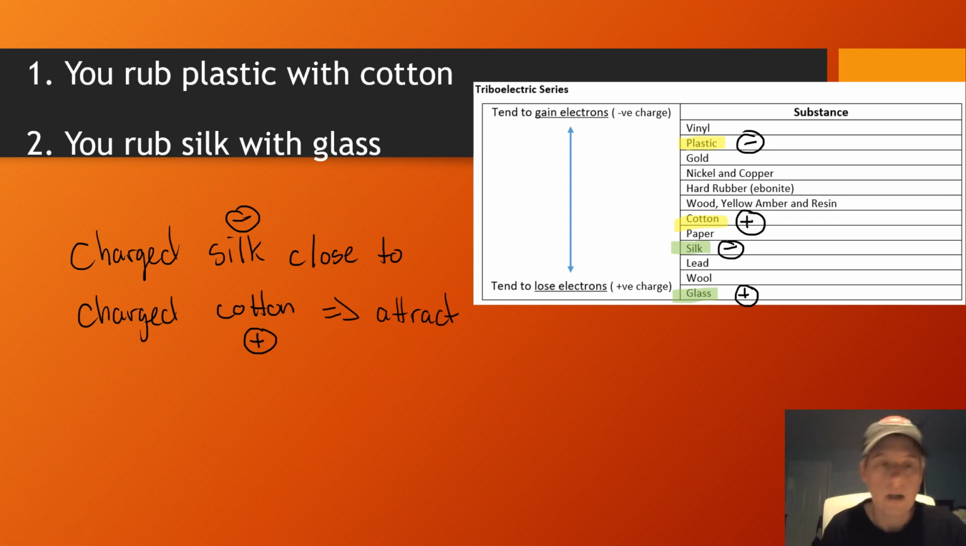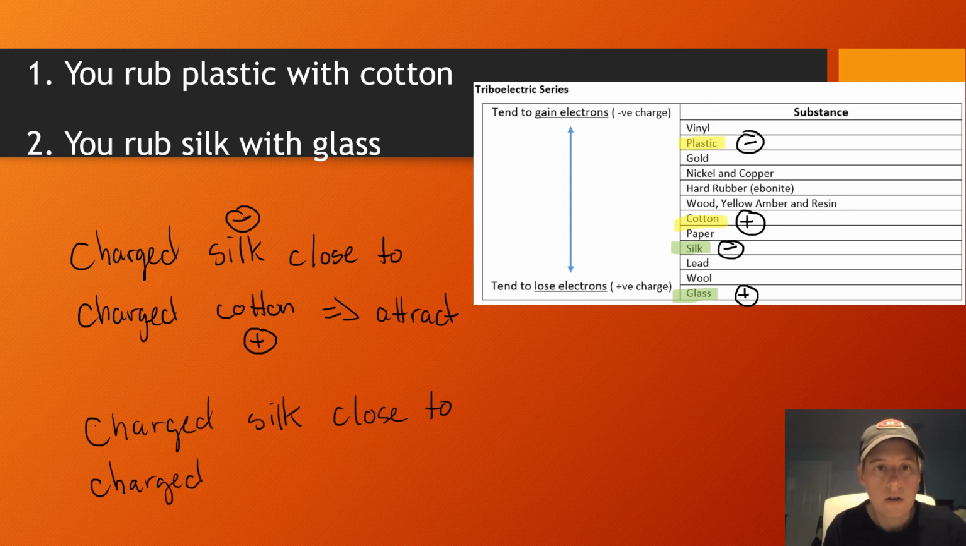So let's say I had a question where you bring charged silk close to charged glass. Well, again, we look at our chart. We saw that silk had a negative charge. We saw that glass had a positive charge. And oh, look, they're both going to attract.